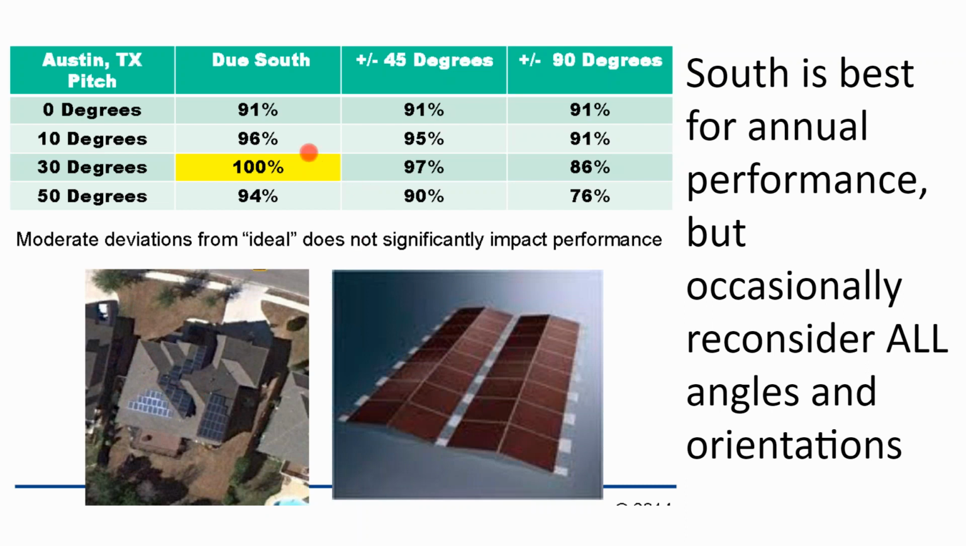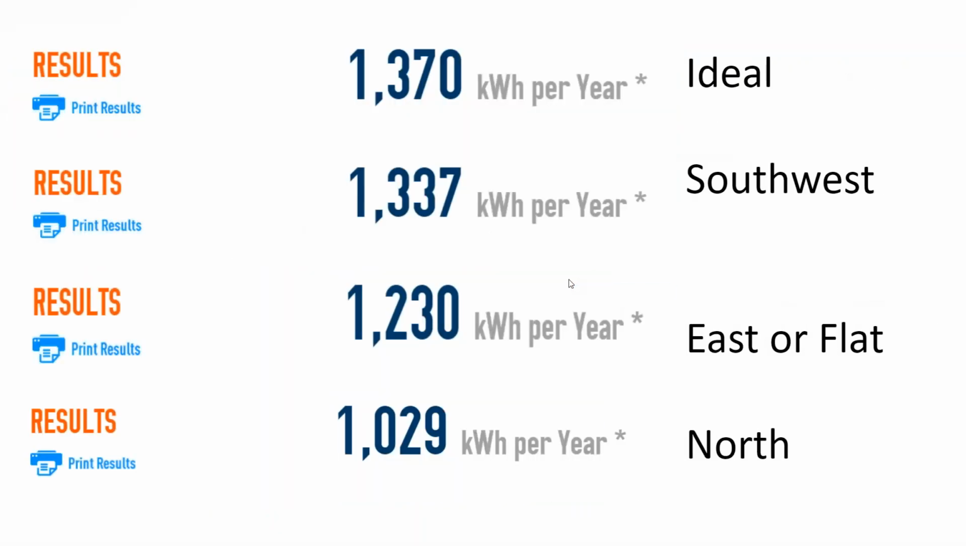But the point is, going from south to southwest or south to southeast, all the way to due east, all the way to due west, you're not losing a ton of power. If you're tilting flat versus, don't worry about the tilt of your rooftop because the performance differences are marginal, and you can get all of this data and run these experiments yourself, within PV watts.